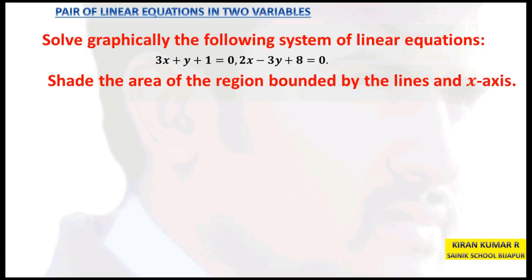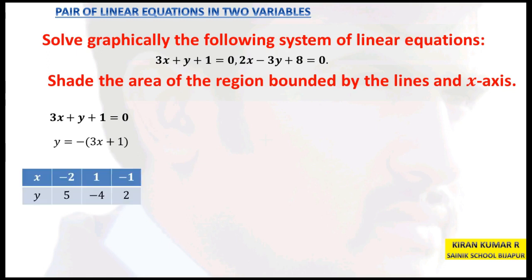Recall how we had drawn the graph for pair of linear equations. We had taken the equations separately. We found the coordinates of x and y for both the equations. Then we had plotted the graph. Let's continue the same thing. I'll take the first equation, 3x plus y plus 1 equal to 0. From this equation, y will be minus of 3x plus 1. Let us make a tabular column and find the values of x and y.